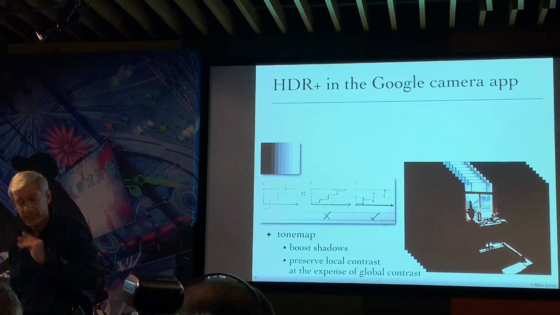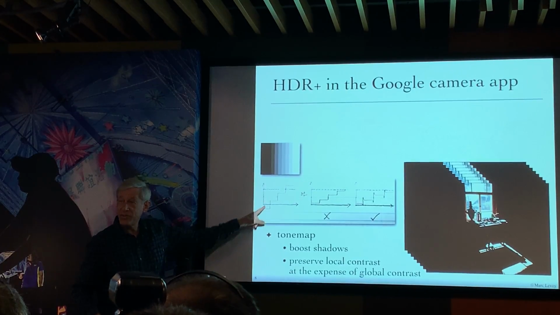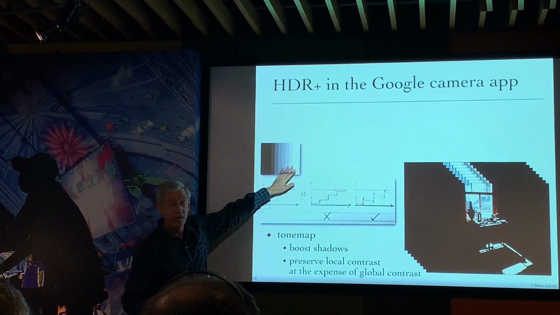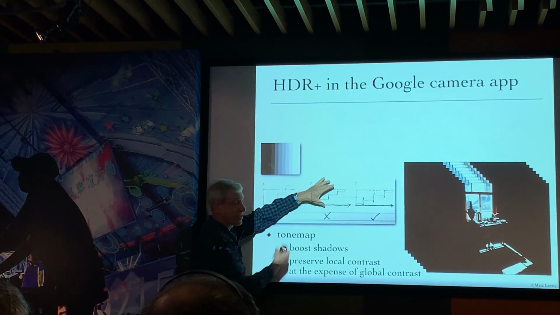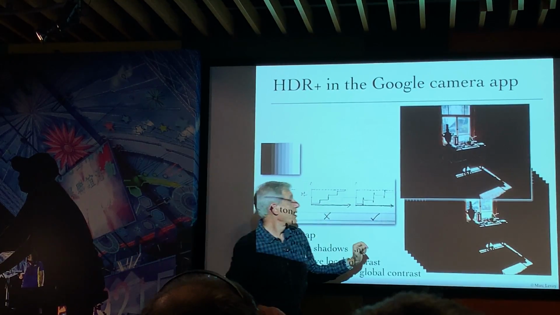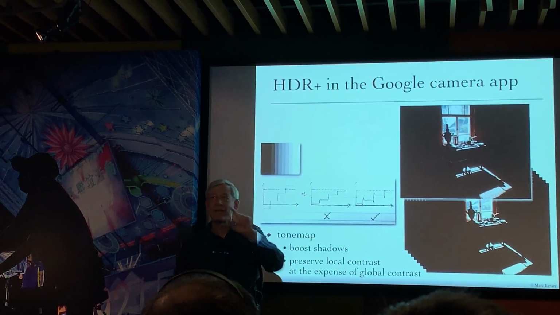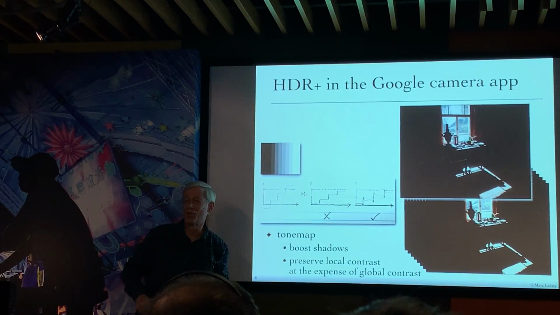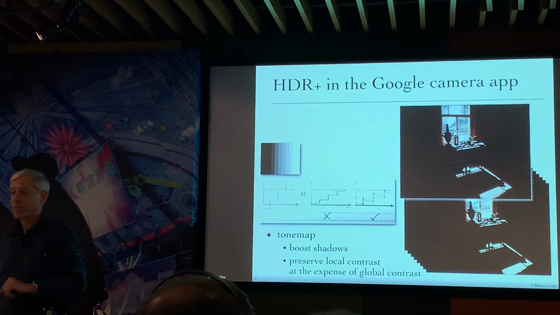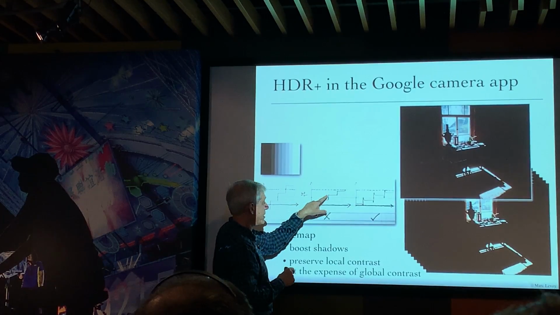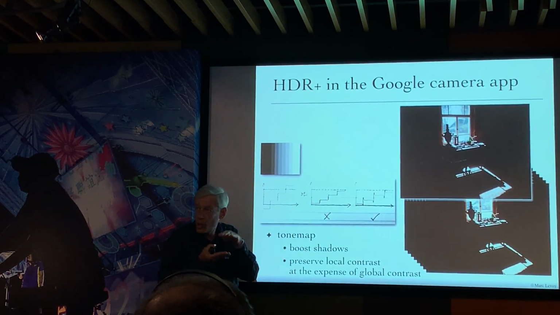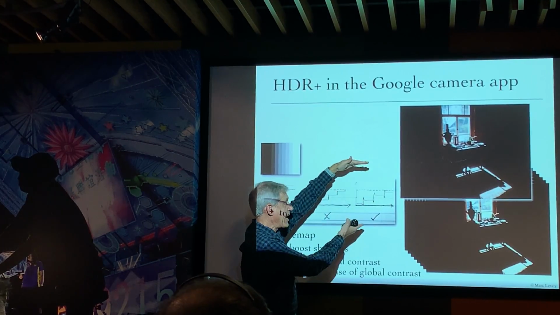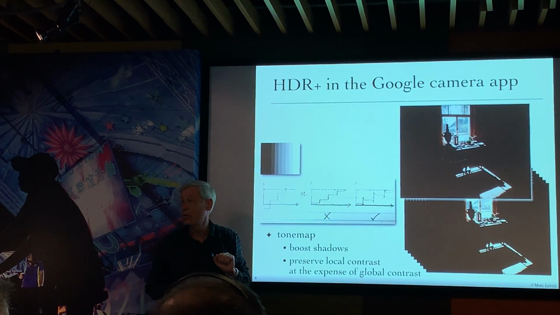So what does that mean? If this is a plot of intensity across a scan line, so suppose you're taking a picture of this wedge. You could compress it like this. But that would produce an image that, at least on my laptop, looks very hazy. This projector doesn't show the effect, sorry. It's hazy because these edges have become lower contrast. What you want is instead to preserve the local contrast and only compress the global tonal relationships.